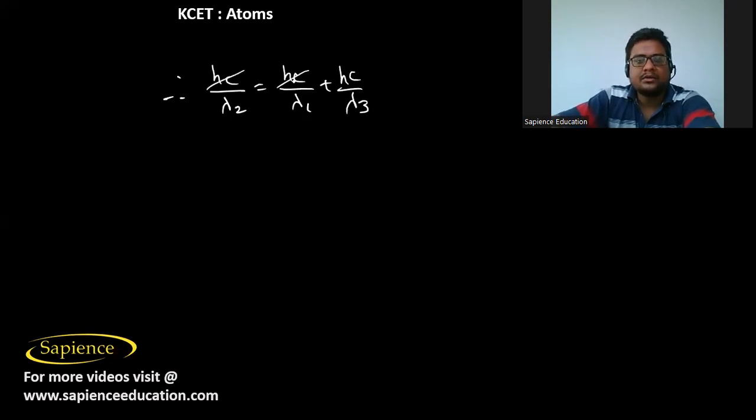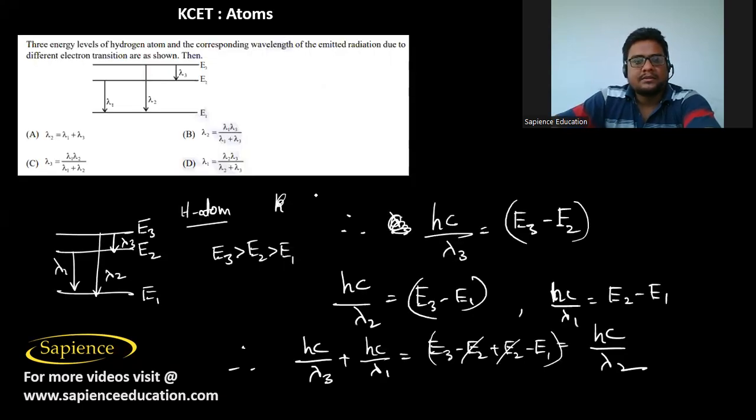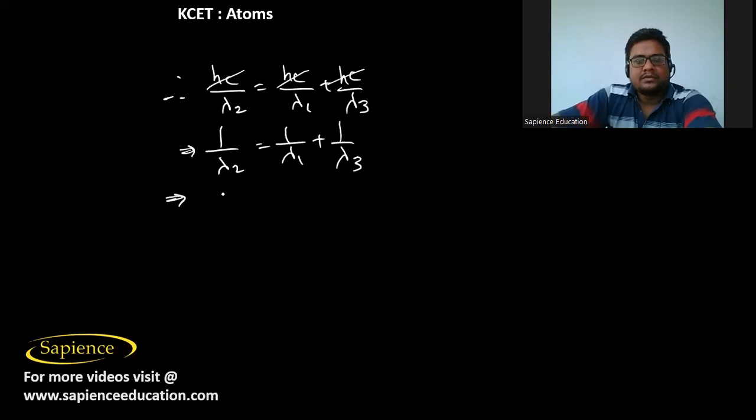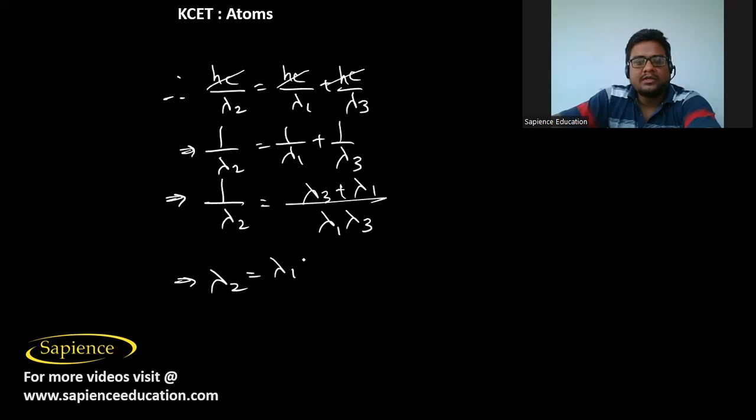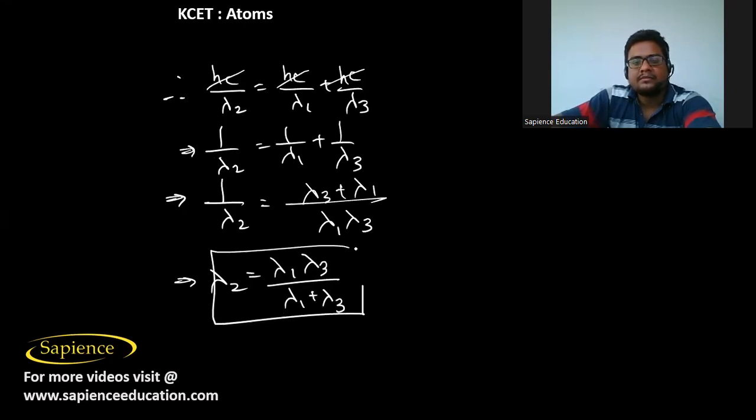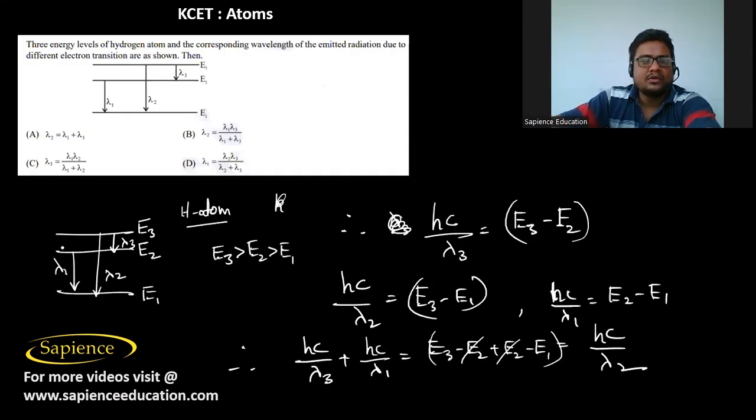So hc I can take common and cancel. So this will be 1 by lambda 2 equals 1 by lambda 1 plus 1 by lambda 3. Now if you take LCM, that will be lambda 1 into lambda 3 over lambda 3 plus lambda 1. So therefore, lambda 2 is equal to lambda 1 into lambda 3 by lambda 1 plus lambda 3. So therefore, option B is the correct answer.